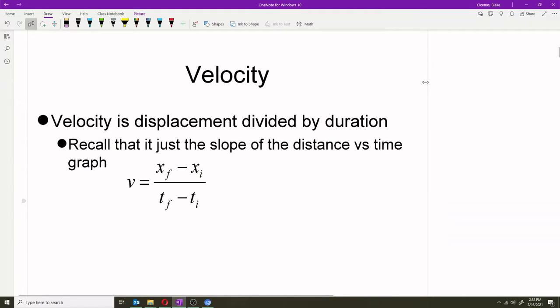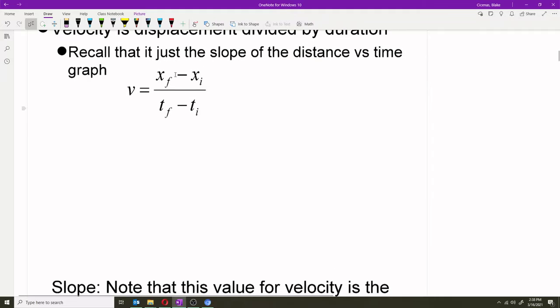All right, velocity. Velocity, as you know, is just displacement divided by duration, as opposed to speed, which is distance divided by duration. Velocity has a direction, whereas speed does not. And recall that it's just the slope of the distance versus time graph, where you find your xf minus xi over tf minus ti.